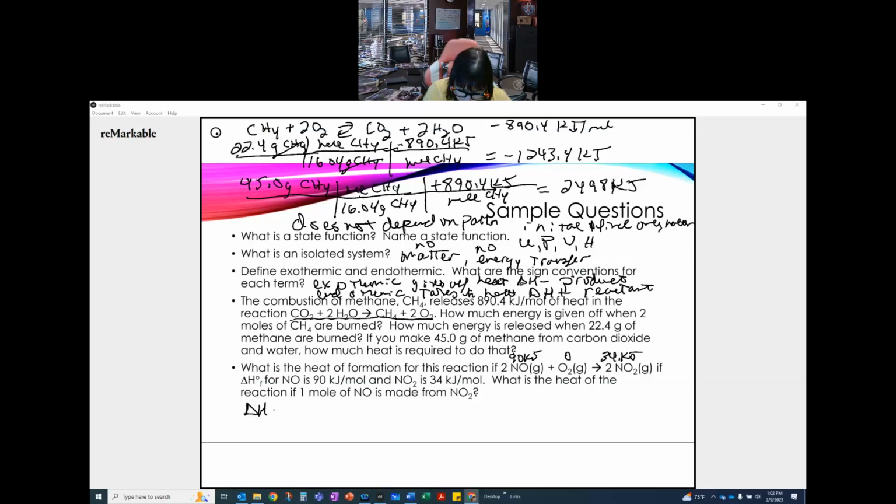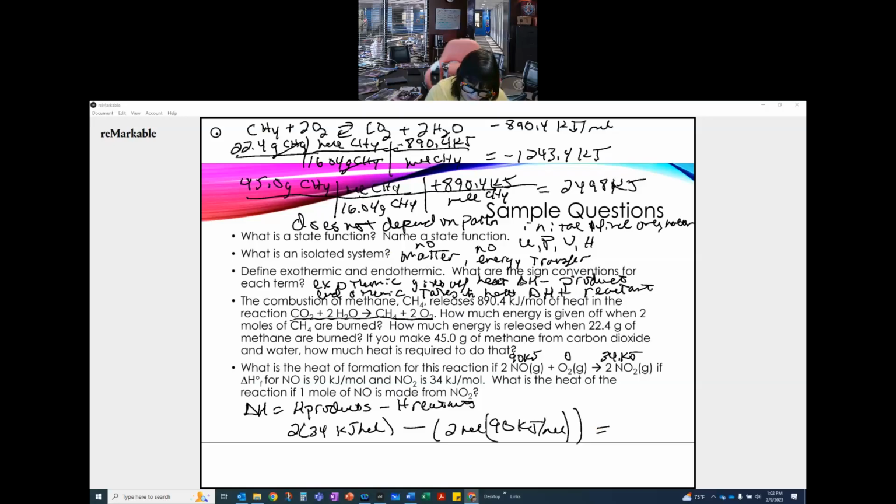Now remember that if we want to do delta H, it's equal to the H for my products minus H for my reactants. So my product here, 2 moles of 34 kilojoules per mole minus 2 moles of 90 kilojoules per mole. And that's equal to 2 times 34 minus 2 times 90. Negative 112 kilojoules. Awesome. And that's for the formation of 2 moles of that particular species.